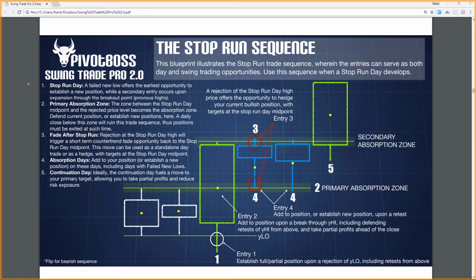First of all, you have your stop run day. A failed new low offers the earliest opportunity to establish a new position, while a secondary entry occurs upon expansion through the breakout point, previous highs. So a failed new low.